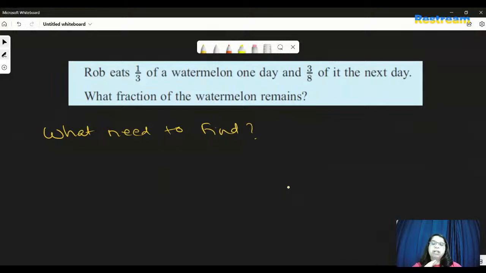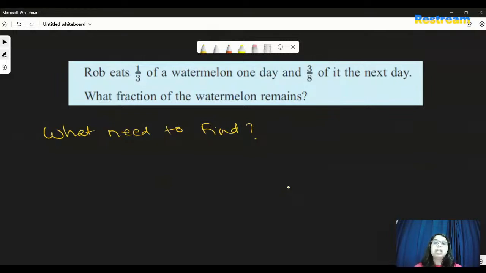Generally, I suggest you read your question at least 3 times, because when you read the question the first time, you only notice the numbers. In this case, you will only notice 1 by 3 and 3 by 8. When you read the second time, it will tell you that 1 by 3 was eaten on day 1 and 3 by 8 was eaten on the next day. So these two fractions were on 2 different days. And then when you read it for the third time, it will tell you exactly what they are asking you to do.